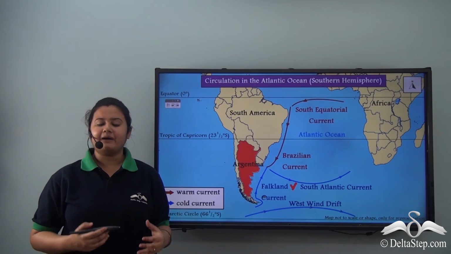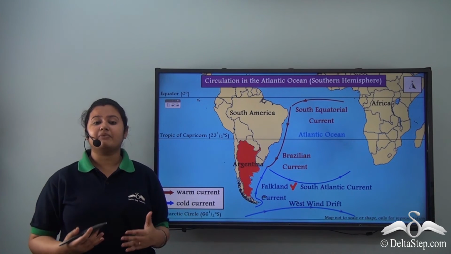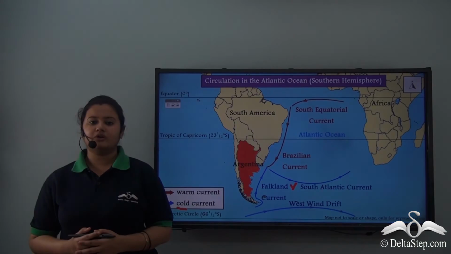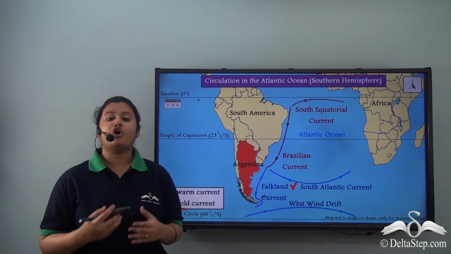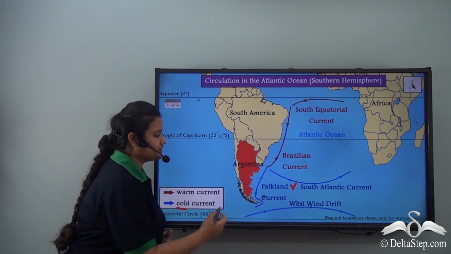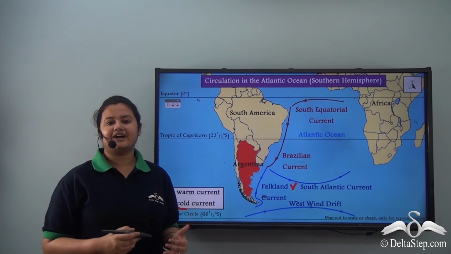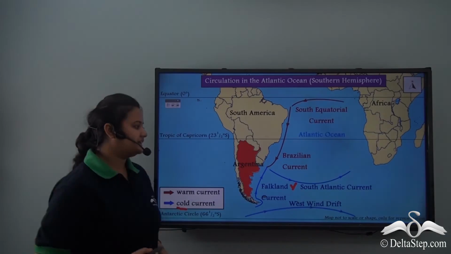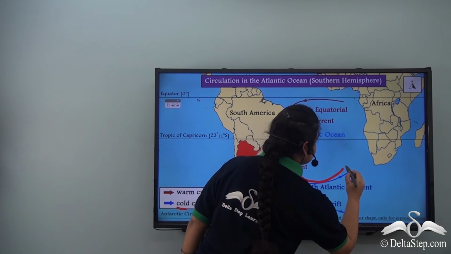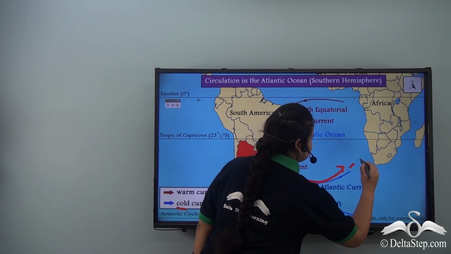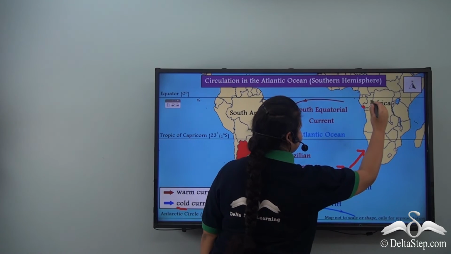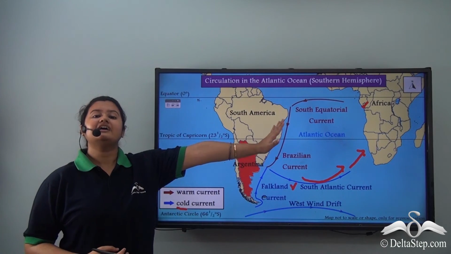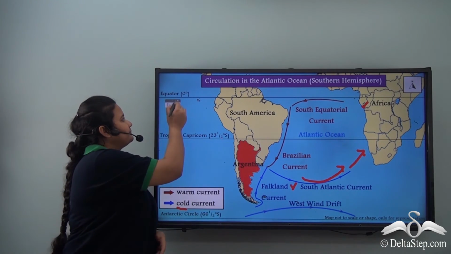Just see in the map that the South Atlantic current has been marked with blue, which means that it is a cold current. And why is it a cold current? It is under the influence of an offshoot of the west wind drift, which is the Falkland current, and therefore the South Atlantic current is also a cold current. Now just see that the South Atlantic current flows in this direction, travels towards the southwestern coast of Africa. Now we will see what happens when it flows towards the southwestern coast of Africa.